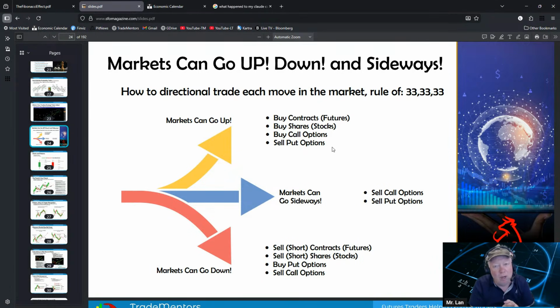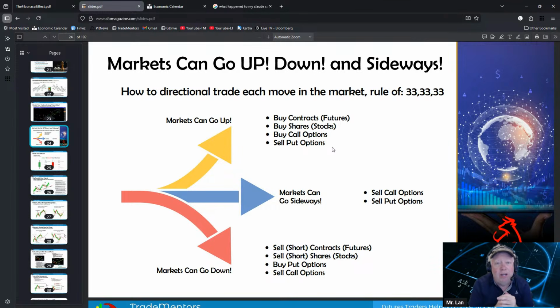It's just if the market goes down, that's how you do it. You sell a contract, you sell some shares, or you buy a put option, or you sell a call option. If you sell a call option and the market goes down, you get to keep the premium, right? You don't get to make a whole bunch of money. You just get to keep the premium. But that's making money. That's how you make money if the market goes down.